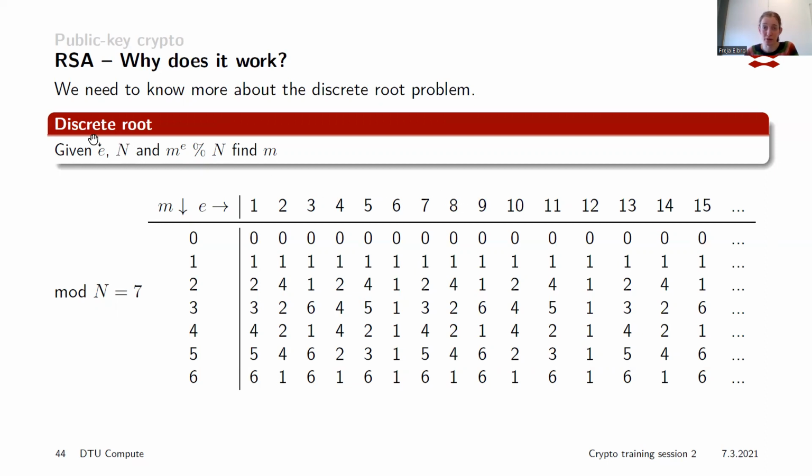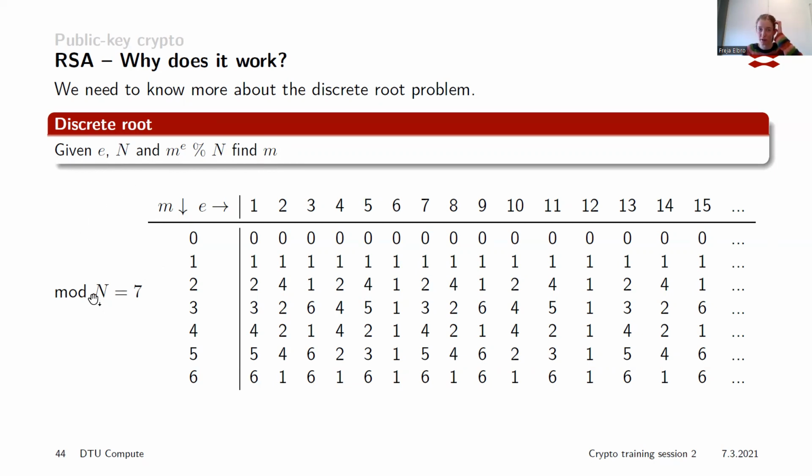So I remind you of the discrete root problem. We have e and n, and we have m to the e modulo n, and we want to find the message m. So this is actually the decryption problem. Given an encrypted message, this is how you encrypt. How do you get back the message?